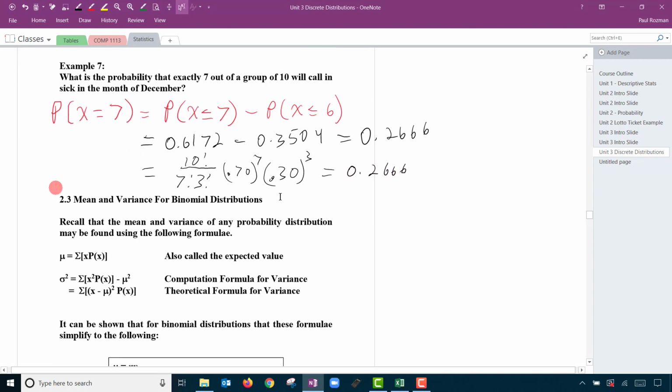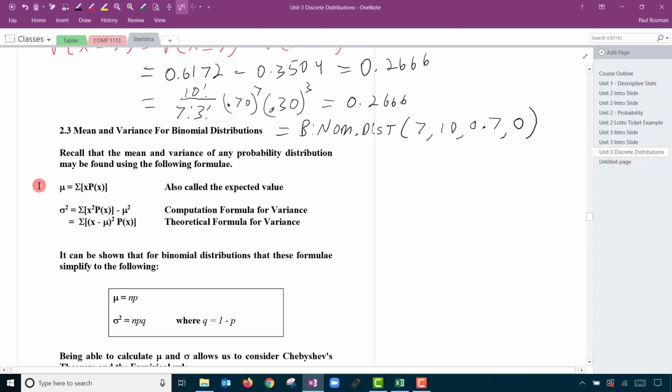If you're an Excel person, I guess it would be binom.dist, and then we want 7 out of 10 with 70% chance of success. And in this case, we don't want it to be cumulative, so we put a 0 on the end of that function. So there are some shortcuts for doing binomial problems.